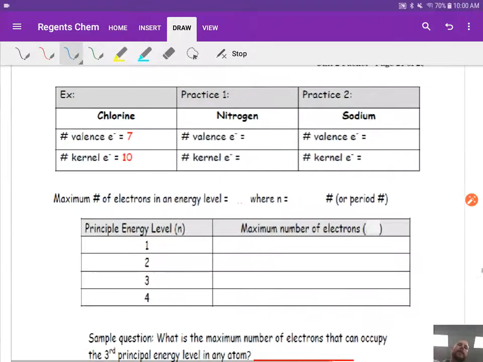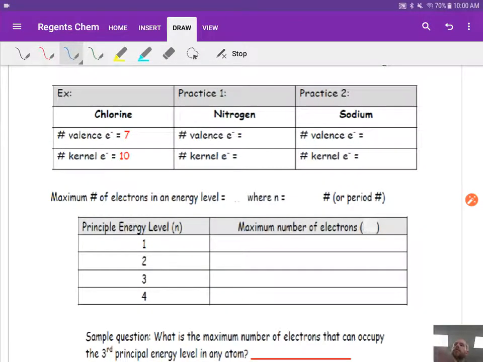So let's take a look here. I gave you an example in your notes. You have chlorine, so valence electrons, it's that last number, so 7. If we looked at its configuration, it'd be 2-8-7, so it's just the last one that we're looking at for valence. That means for kernel electrons, we're just adding up all the other numbers that we have, so that would be 2 + 8, which is 10.